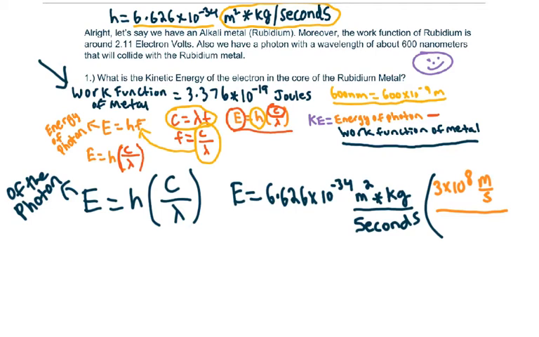In the problem, we saw that the photon's wavelength is 600 nanometers. But remember, we have to be very careful. We discussed in the last video that we can't just put 600 nanometers in the wavelength value here. We have to put the meters value, because wavelength is in meters in the energy of the photon equation. So we're going to say divided by the wavelength, which is 600 times 10 to the negative 9th meters.